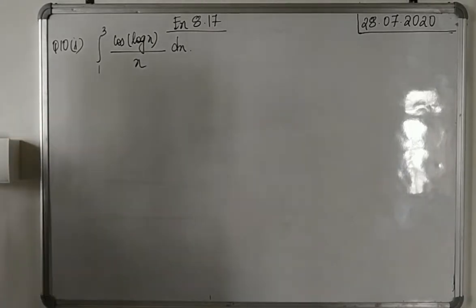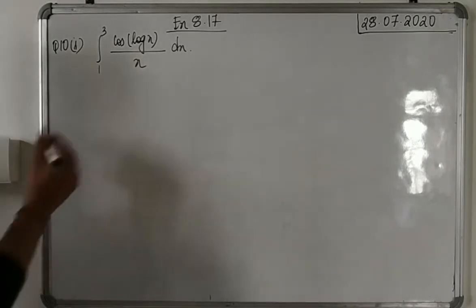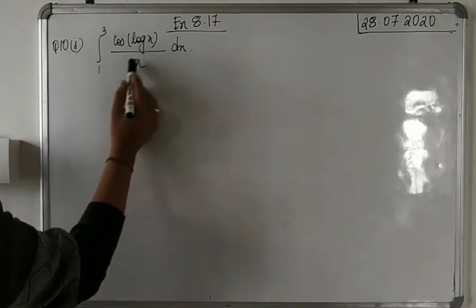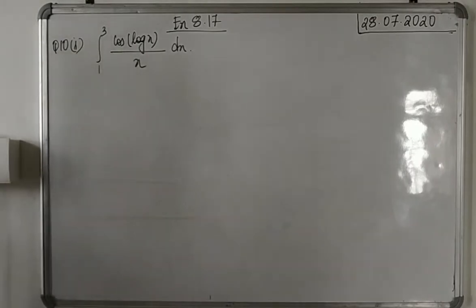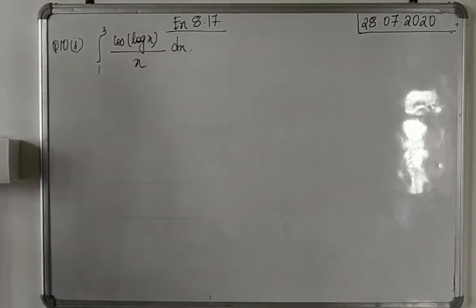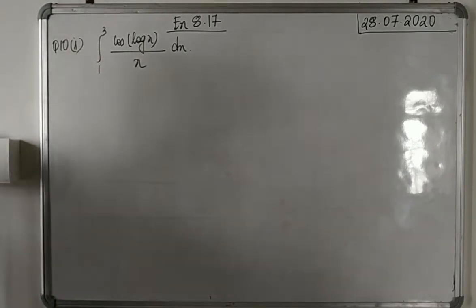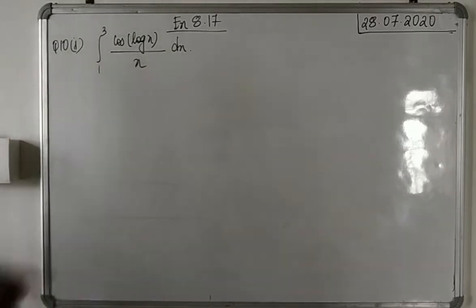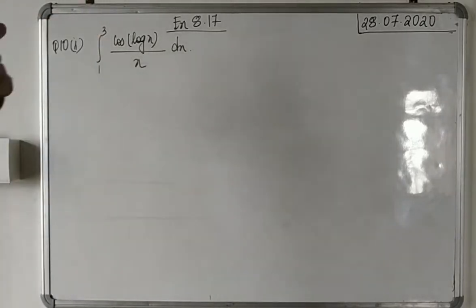So question number 10 is integrate 1 to 3 cos log x divided by x dx. If you remove the limits, this question we have already done in the previous exercise when we did indefinite integral by substitution, isn't it? So you will substitute log x as p, okay? So pause the video till here, I'll show you the process now, okay?